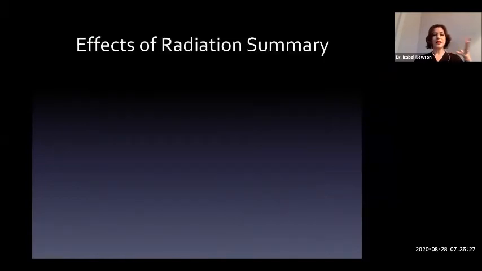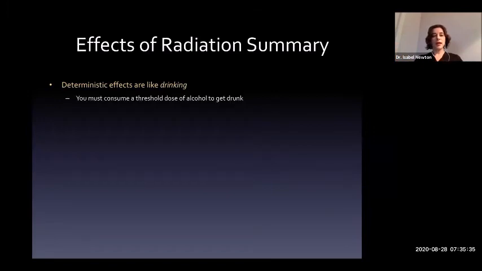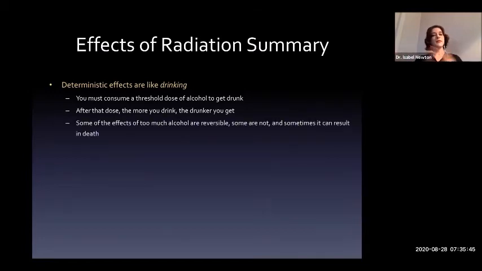So let's sum up this whole concept. The deterministic effects of radiation are like drinking. You must consume a threshold dose in order to get drunk, just like it would be with alcohol. After that dose, the more you drink, the drunker you get. Some of the effects of too much alcohol are reversible, some are not, and sometimes it can result in death. Same thing with deterministic effects.